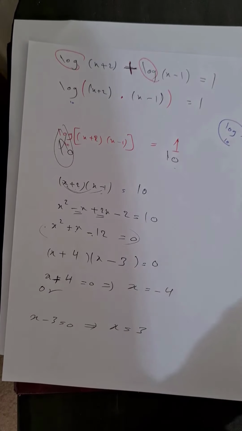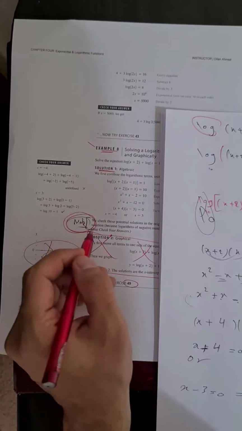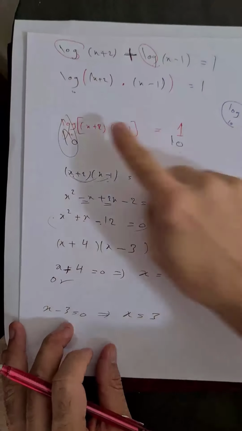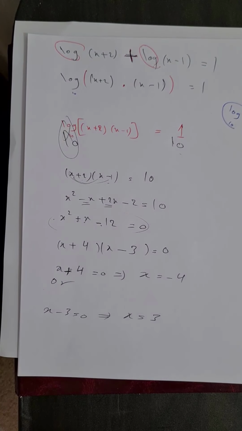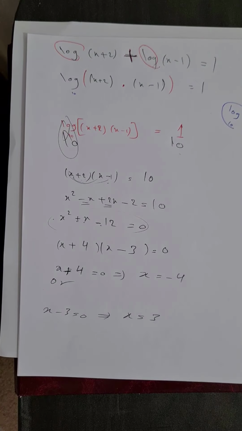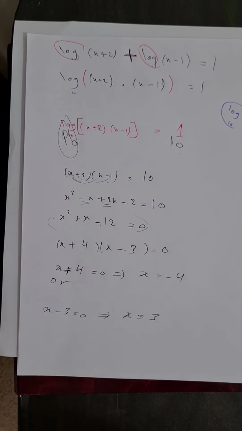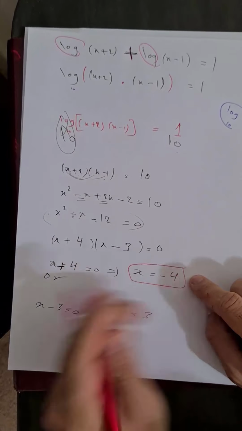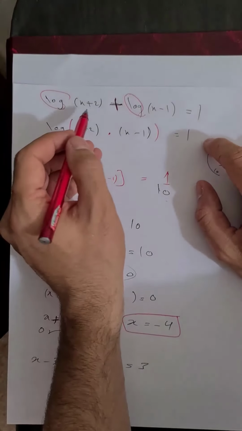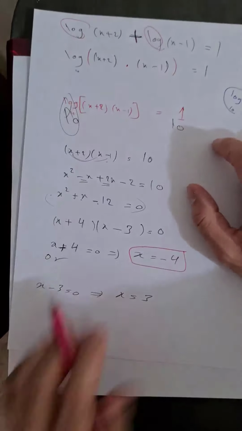And here's the note that I mentioned in your lecture note. It's an important note. You should check the value by putting it into the original equation. If you get a negative, you should throw it away. If you get 0, you should neglect it. If you get a positive, this is your solution. So if I put minus 4 in my original equation, what will I get? So let me try.